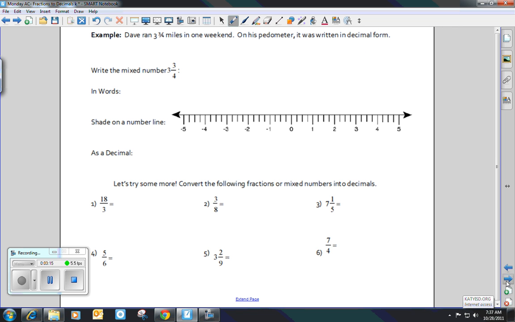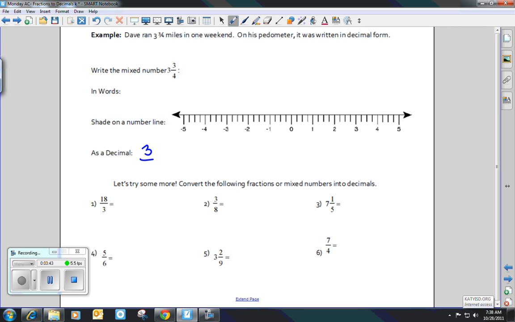When you have mixed numbers, whole numbers with fractions, we can also make these into decimals. Write out the words for the mixed number 3 and 3/4. So in words it would be 3 and 3/4. On the number line, to shade it, okay, you're going to shade between 0 and 3 and 3/4. And then as a decimal, here's how we're going to do it.